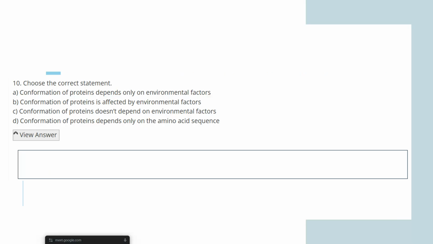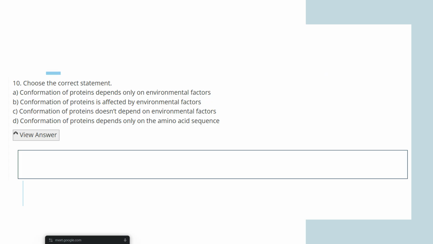And the next question says, choose the correct statement. First option says conformation of proteins depends only on environmental factors. Conformation of proteins is affected by environmental factors. Conformation of proteins does not depend on environmental factors, or conformation of proteins depends only on the amino acid sequence.